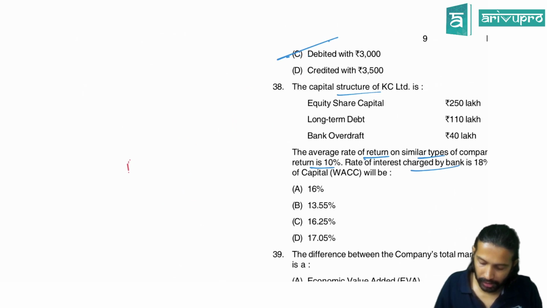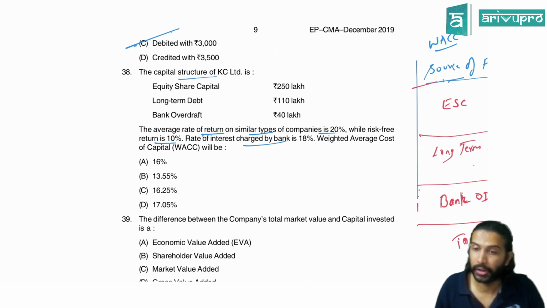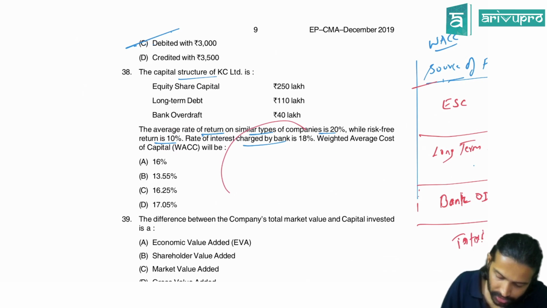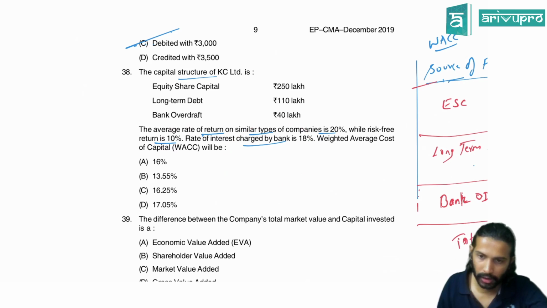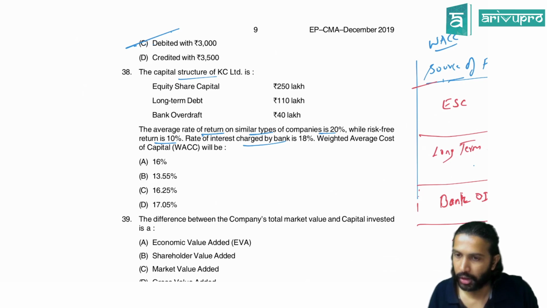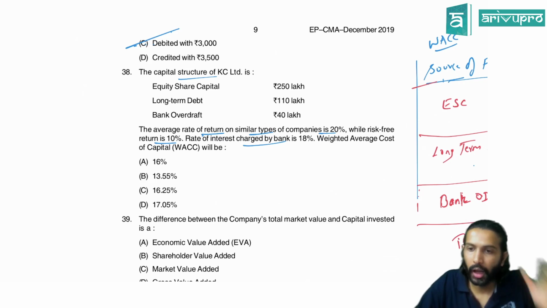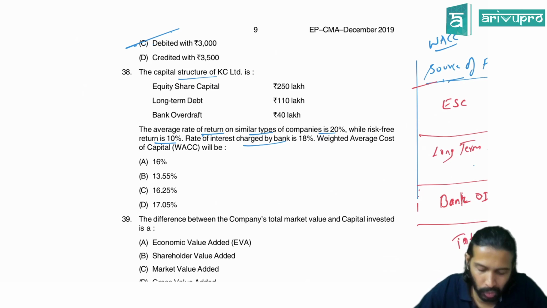But in our study material, in this question, what have they done? For long-term debt, they have taken the risk-free rate of return. I told you I don't agree with that, but this question is from that only. So to get the answer, we have to solve it like this. And we don't have overriding powers over institute books, guys. Whatever the institute book says, whether it is right or wrong, we have to follow it, unless they amend it. That is the only drawback.